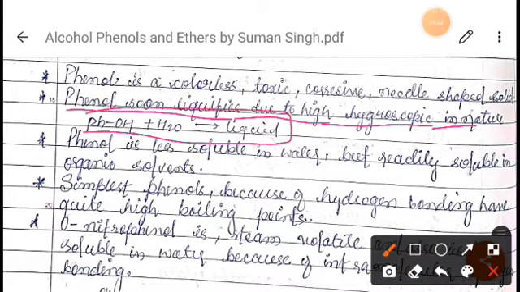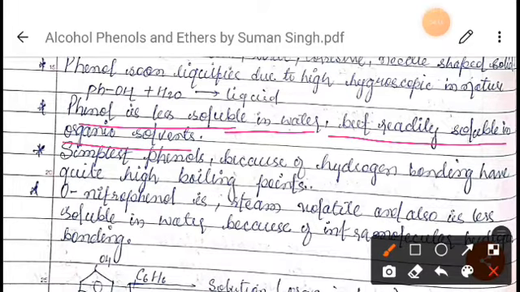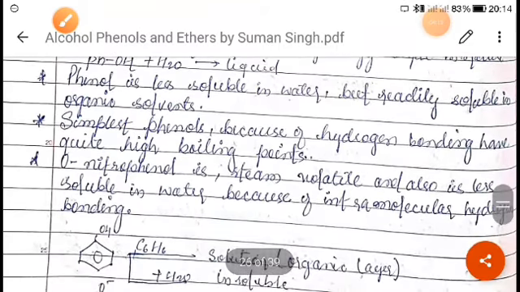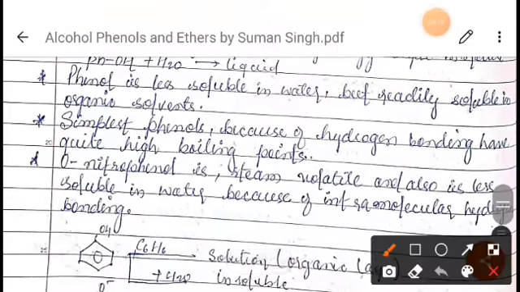When we talk about solubility, phenol is less soluble in water but widely soluble in organic solvents. Again, the simplest phenol, because of hydrogen bonding, has a quite high boiling point. Orthonitrophenol is steam volatile and also less soluble in water because of intramolecular hydrogen bonding.